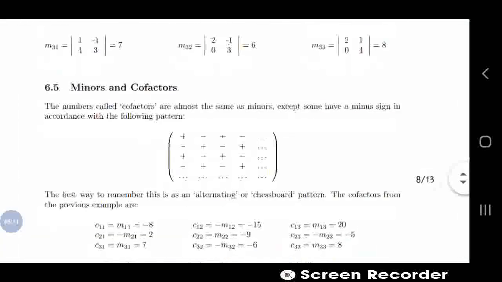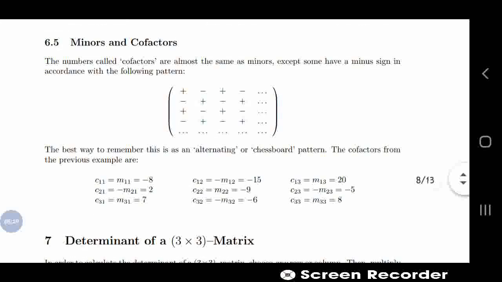Minor and cofactor. So the minor you learnt now, but what is a cofactor? The numbers which we get are called the cofactors. They are almost the same as the minors, except some have minus signs according to the following pattern. Some have minus signs, some have positive signs.